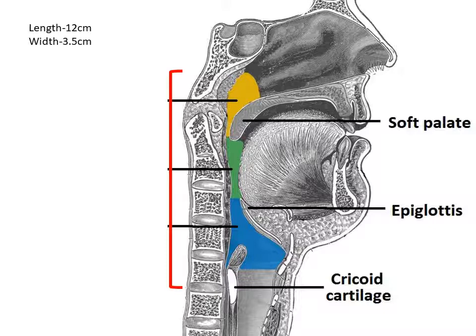Now discussing the boundaries of pharynx. Superiorly, base of the skull, including the posterior part of the body of the sphenoid and the basilar part of the occipital bone, in front of the pharyngeal tubercle in the skull.